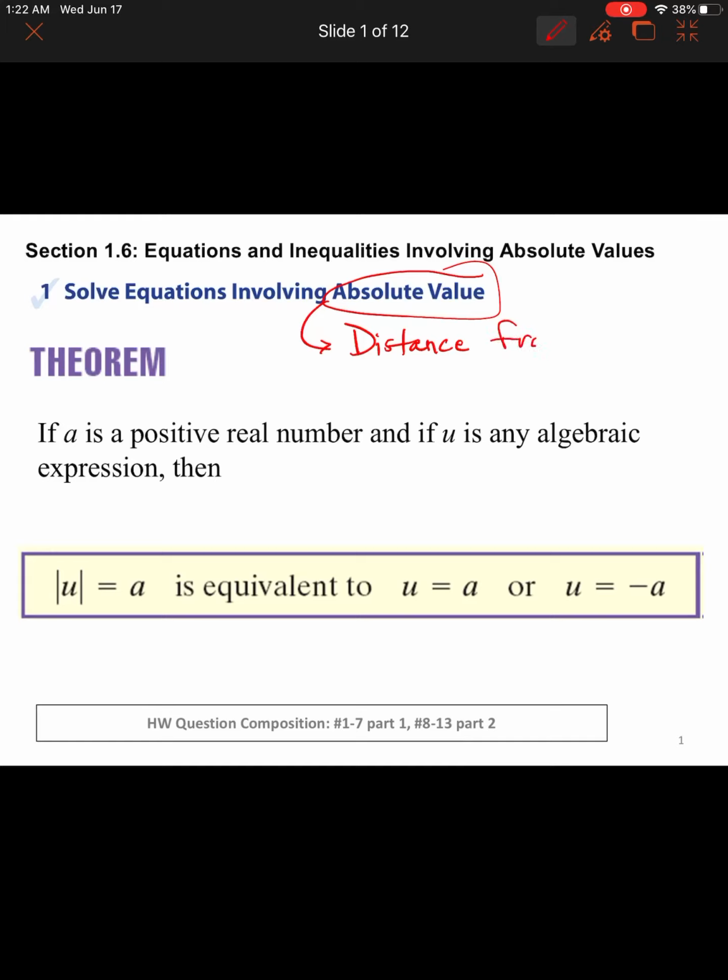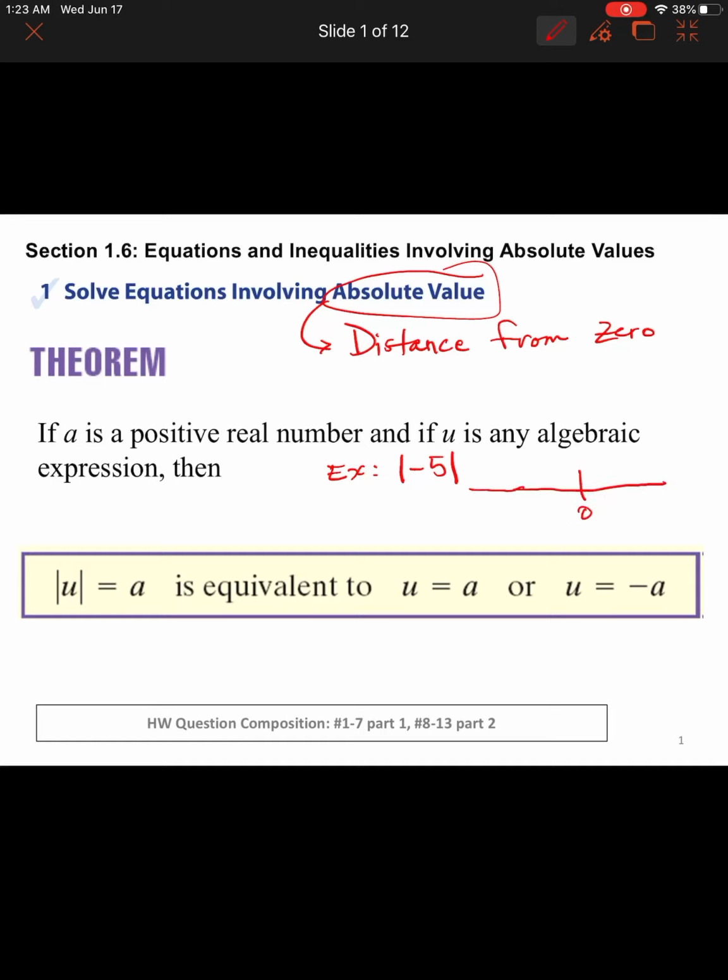And in particular, it is the distance from 0. Alright, the distance from 0 is the absolute value. Alright, so quick little example, just to give you a visual. When you look at this, it is basically saying how far is negative 5 from 0.